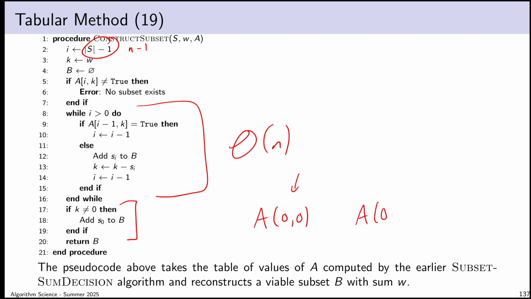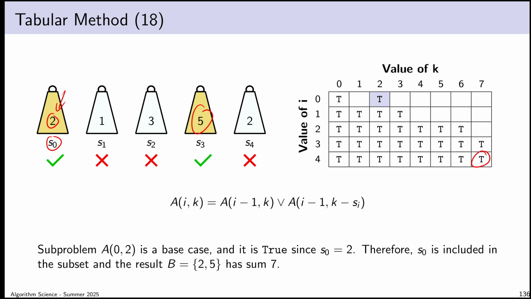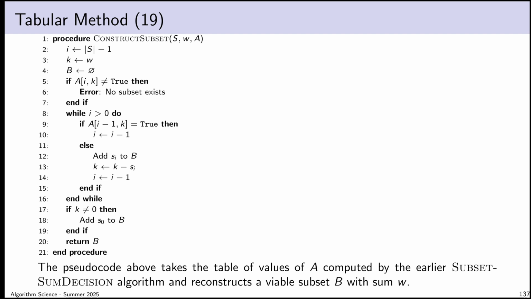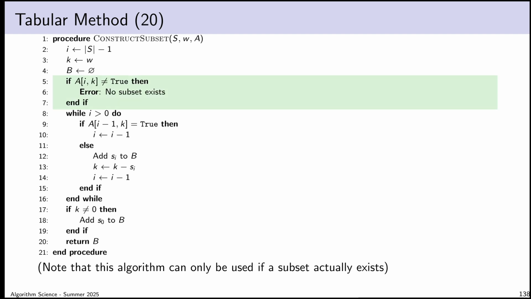However, A02, for example, as we saw in the previous case, is only true in the case where S0 actually equals 2. And so what you have to do down here is, once I is equal to 0, figure out whether you're in this base case or this base case. If you're in the base case where k equals 0, you do nothing. If you're in the base case where k is non-zero, you have to add S0 to the subset to complete it. And so once we're done, in linear time in the size of S, we have computed the subset.